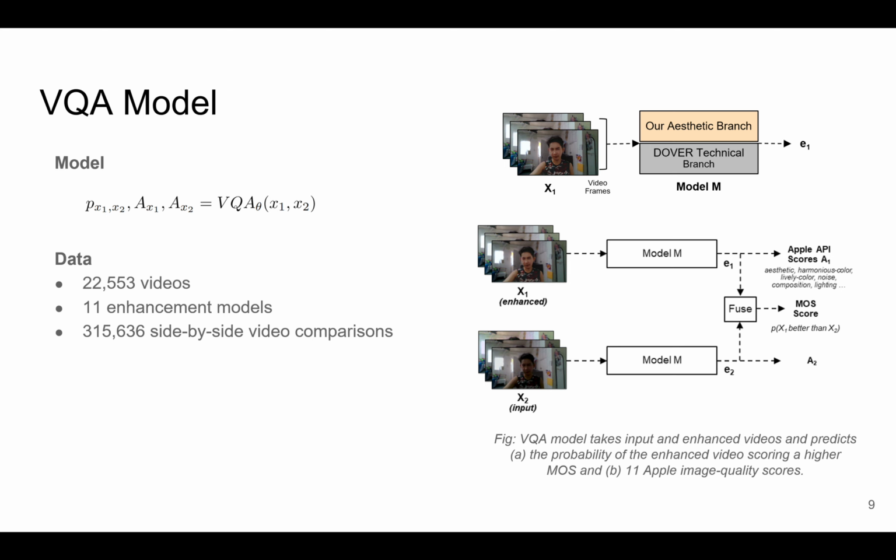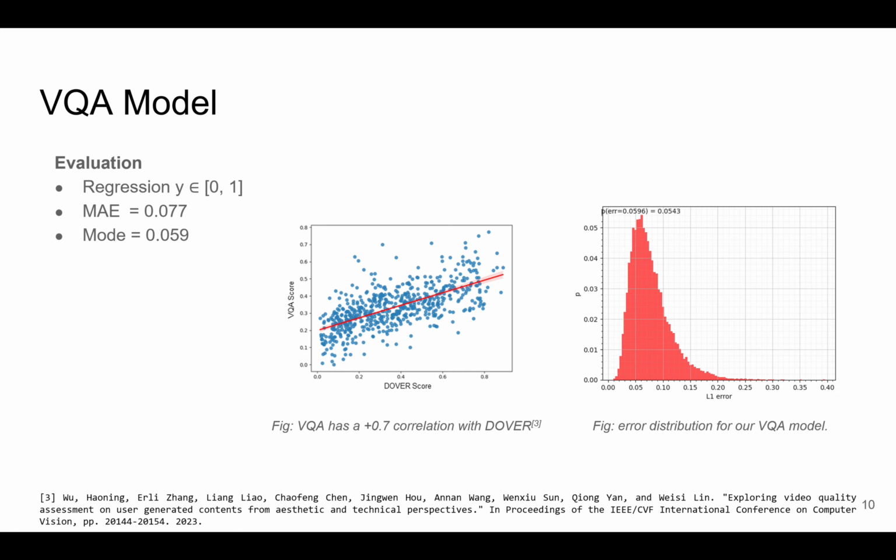The model was trained on 22,000 videos and 11 different enhancement models. And ground truth labels here were collected by human raters, totaling more than 300,000 side-by-side video comparisons. As for evaluating this model, we notice that the model has some correlation with Dover scores, but it adapts to our data domain better. And this can be seen by a very low absolute error of only 0.07 for the task of predicting MOS in the range of 0 to 1.